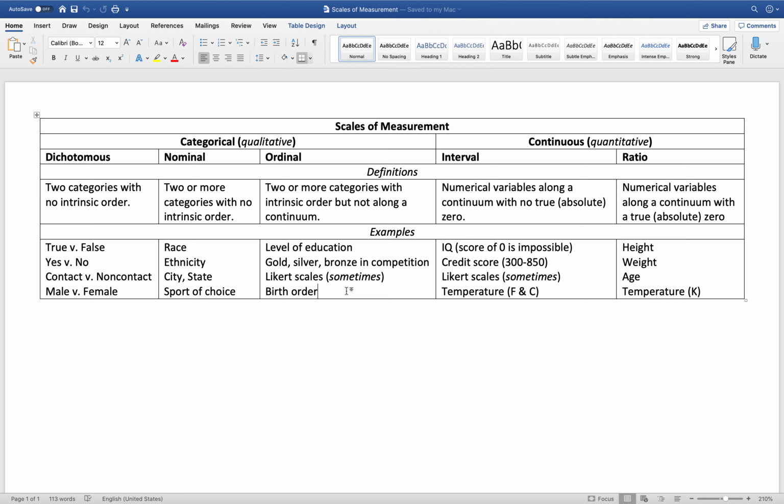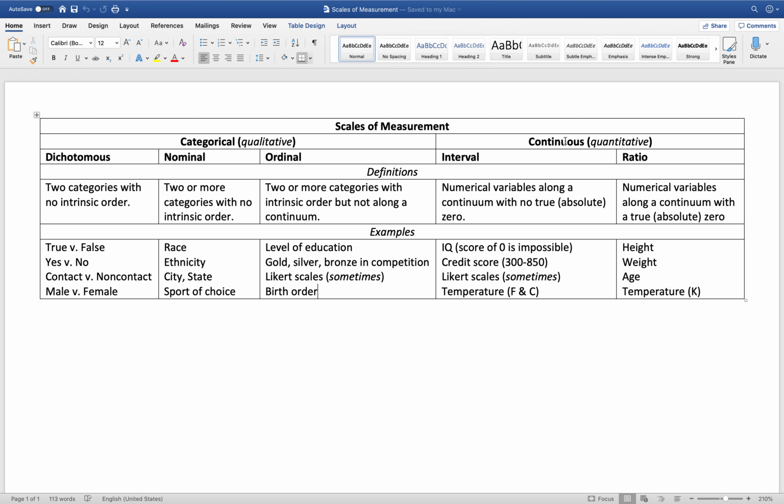So even though there's order there, it's not along a continuum. Just by me telling you that I was born first and you were born second and our little brother was born third, you can't know from that information alone how many years separate all of us. And that's what makes it not be along a continuum. There is order, but it's not along a particular consistent continuum. So those are categorical measures under that particular umbrella.